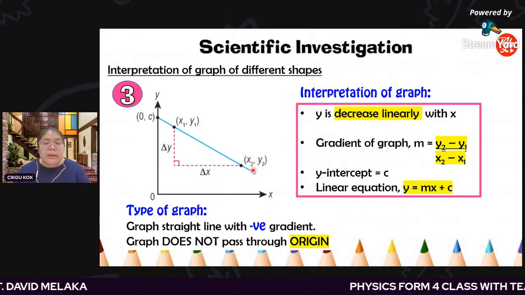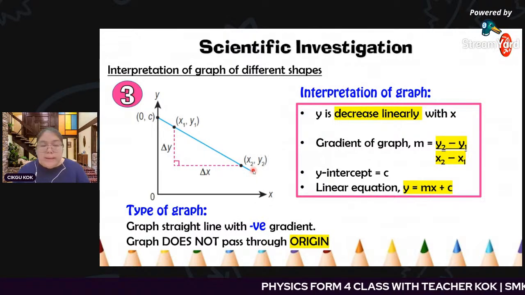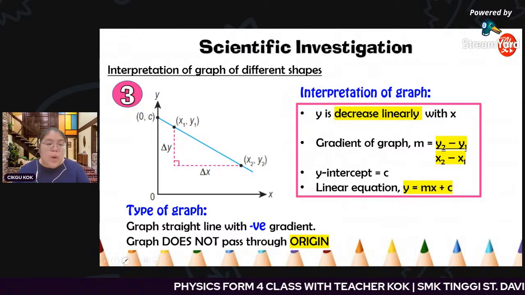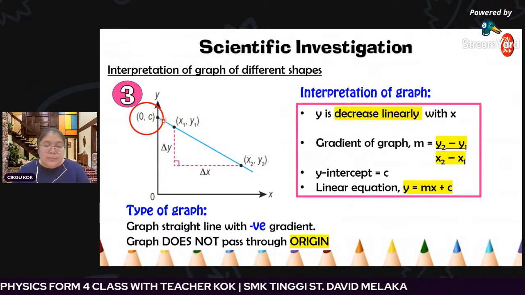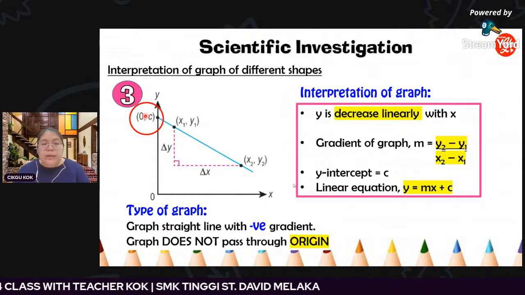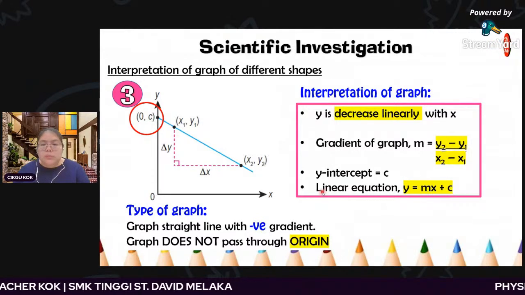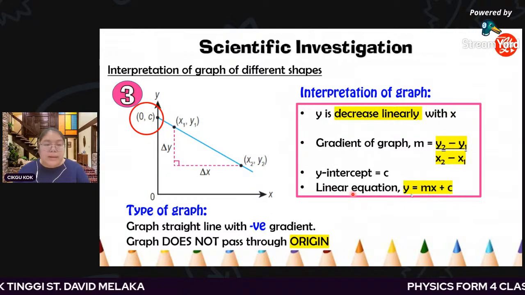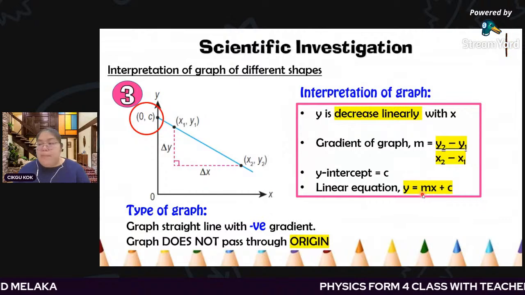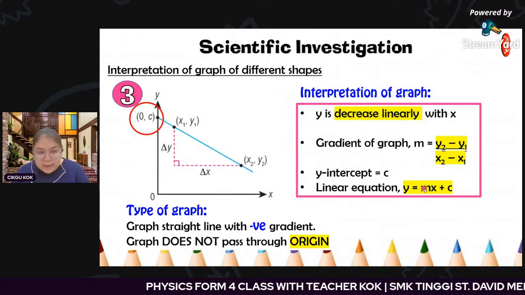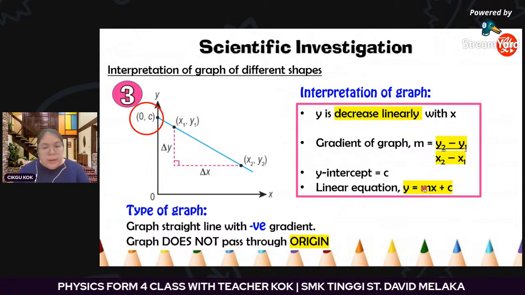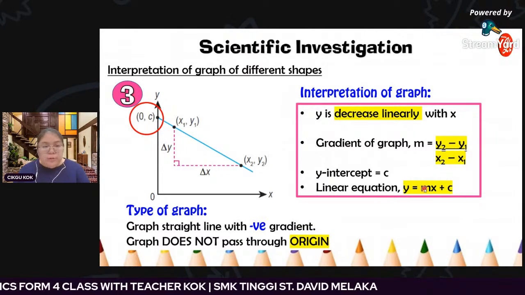From here, we also need to know whether they have a y-intercept or not. Yes, they have a y-intercept. You can see the y-intercept here, the c. So the linear equation is y equals mx plus c. The special one is the m. Later, when you find the m, sure you get a negative m. So I have introduced 3 already.